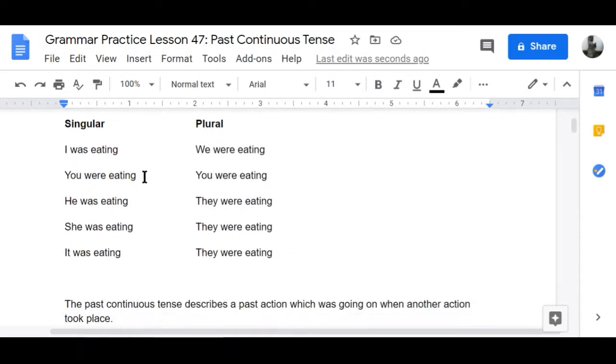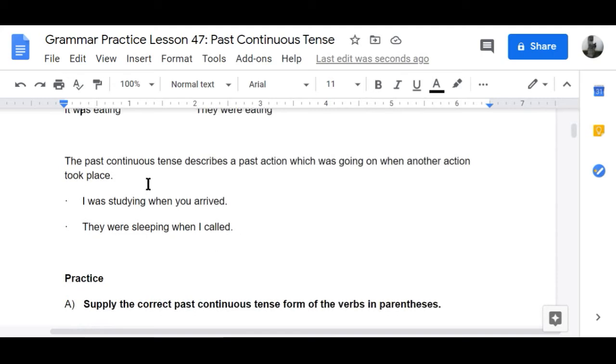Examples: singular, I was eating. Then you have the verb to be and the ing form of the verb. So I was eating, you were eating, he was eating, she was eating, it was eating. Plural, we were eating, you were eating, they were eating.